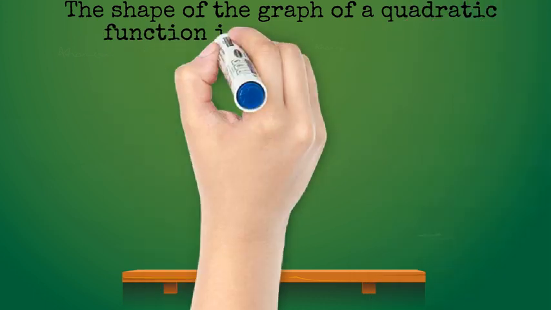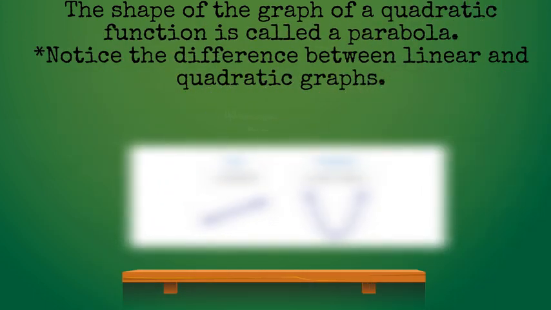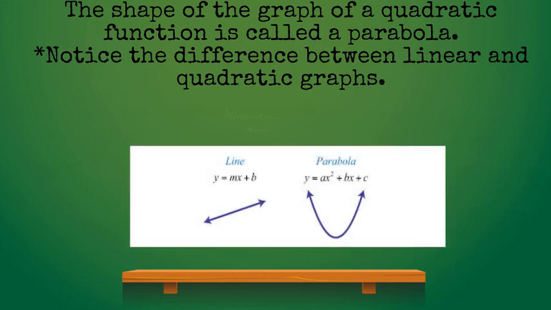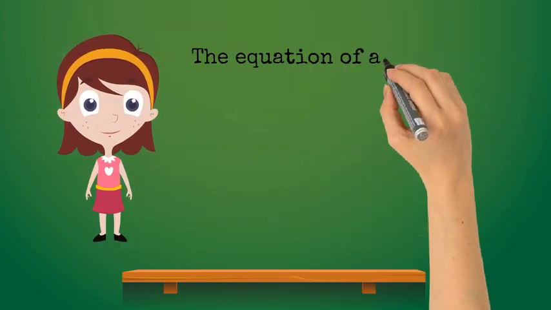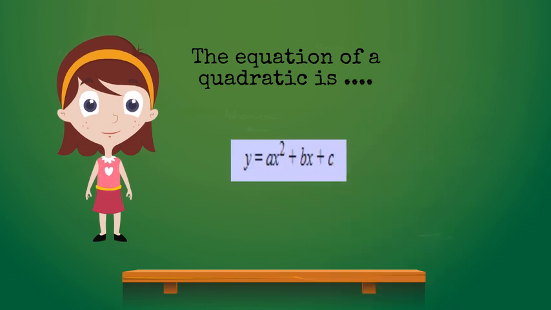The shape of the graph of a quadratic function is called a parabola. Notice the difference between the linear and quadratic graphs. The linear, you have a simple line, and the parabola is more U-shaped. The equation of a quadratic is y equals ax squared plus bx plus c.